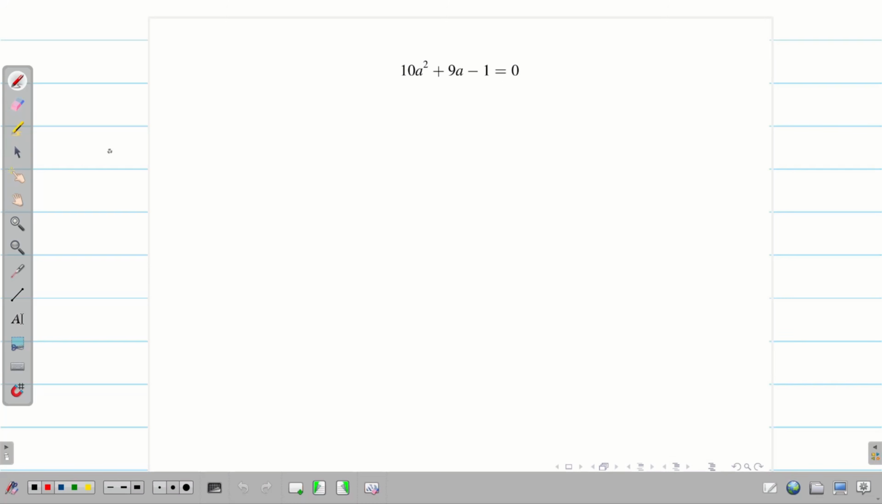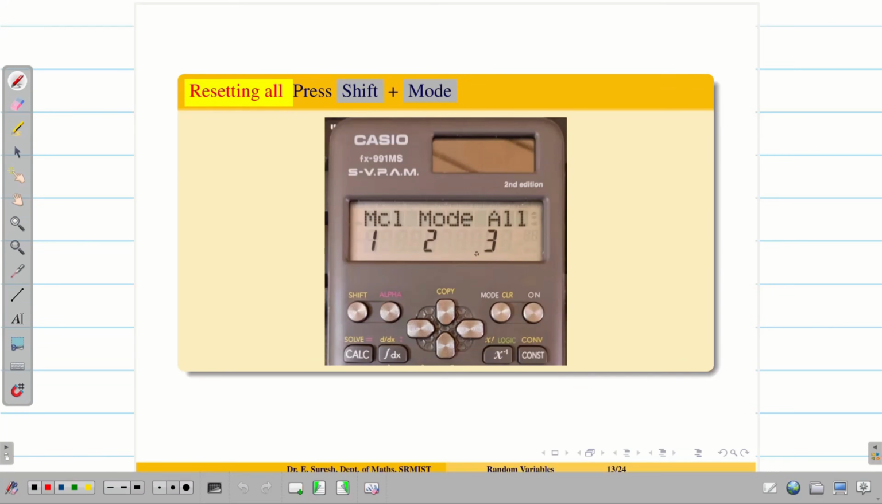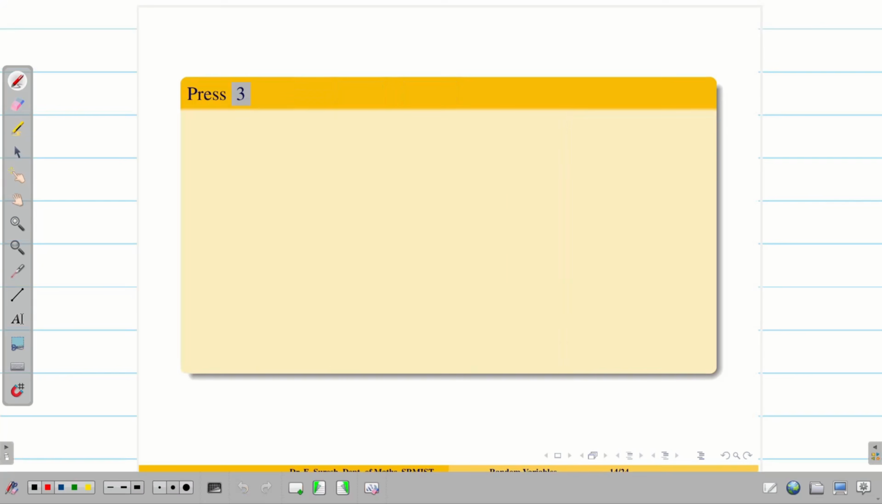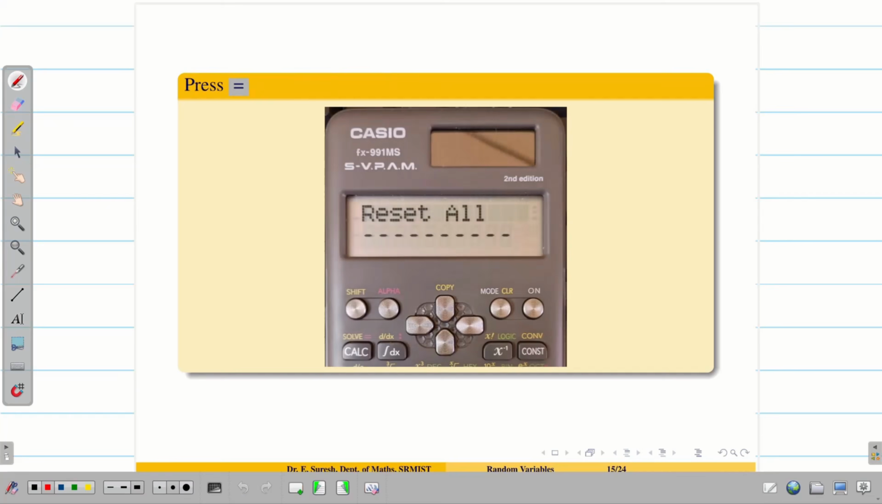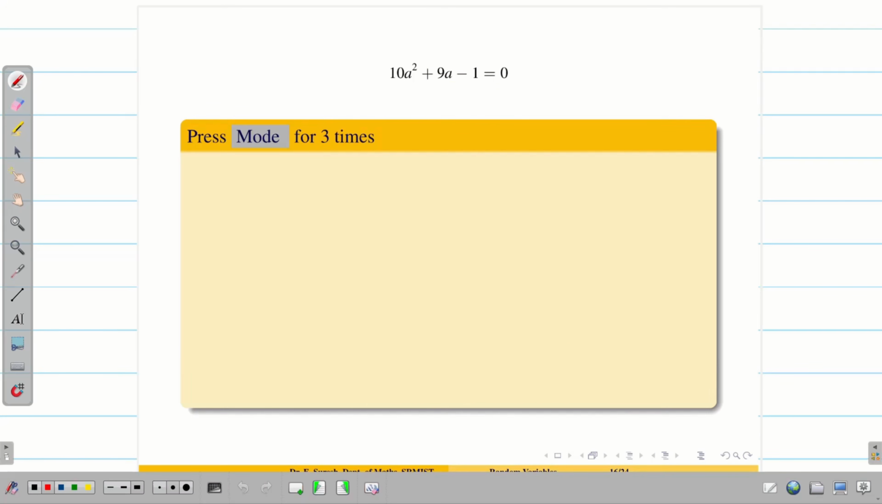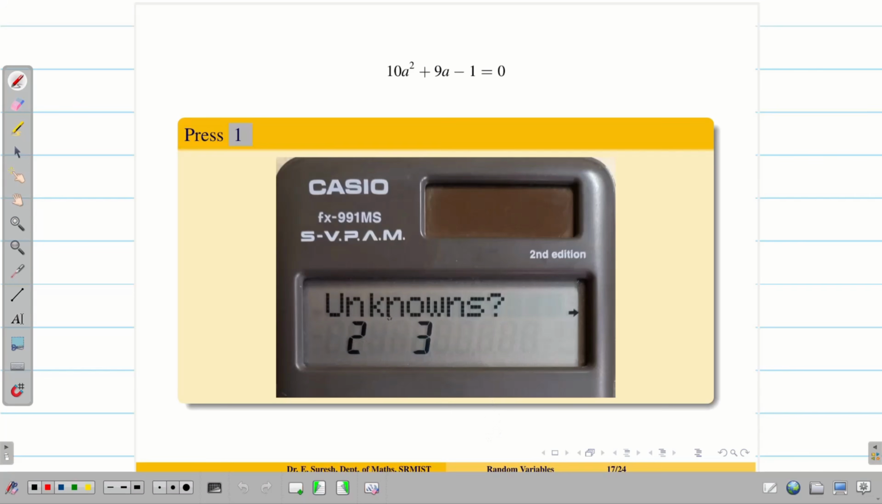The best method to solve this quadratic or cubic equation is to use your calculator. Now press shift plus mode in your calculator to remove all garbage memory or unwanted things. Now press 3 and then press equal to so that it will reset all. After doing this, press mode 3 times. We can see this display. I am going to choose the equation. For this, press 1.